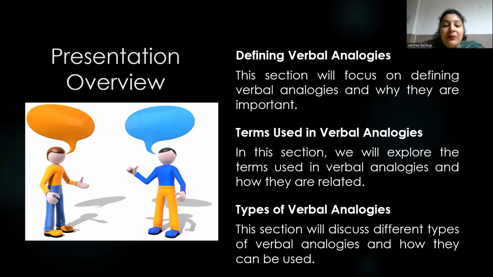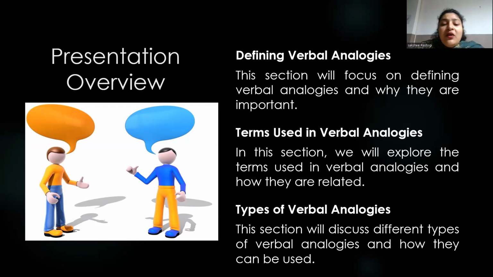Academic and professional applications: verbal analogies are useful in various fields such as law, medicine, and business, where critical thinking and problem solving are essential. By practicing verbal analogies, you can develop these skills and enhance your overall cognitive abilities.